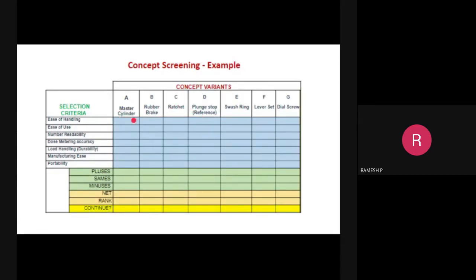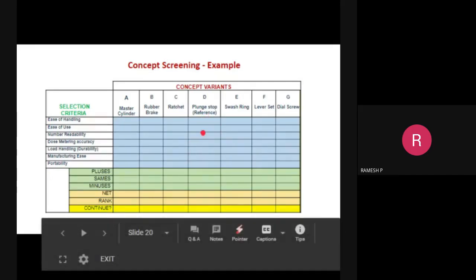If it is the same, neutral, if ease of handling is similar for both A and D, it is 0. If it is minus, if it is negative, the ease of handling is not good for concept A, the master cylinder, and it is very good for the plunger stop. That is, we have to compare against the D concept here as a reference. We are taking that as a reference based on the functionality of the syringe. While working in a product development team, you will come across various functionalities, and based upon the understanding of the entire team, they will provide the reference. We may consider this as the reference because this concept proved to be the best in the existing facility.